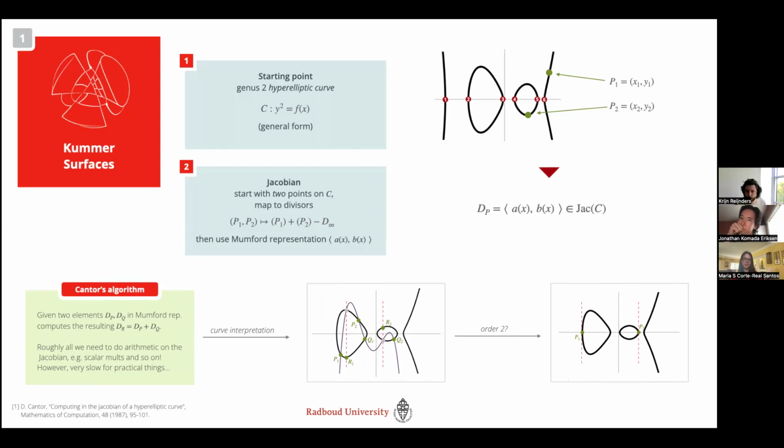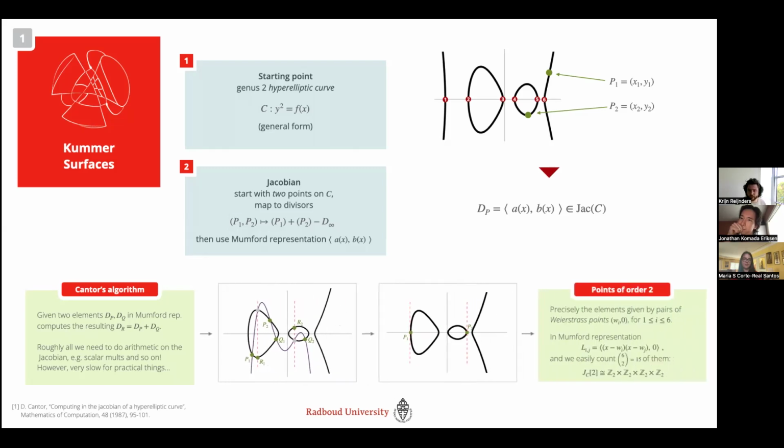And then actually, well, we saw that we had 6 of these points. So if we just take 2 of these and we have 6 of them, then we get 15 options for them. So the elements of order 2 will be these pairs of Weierstrass points, W1, W2, or W3, W4, and so on. And in Mumford representation, we can write that as these Lij's.